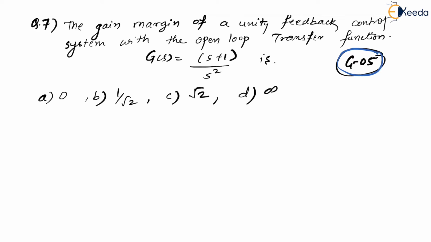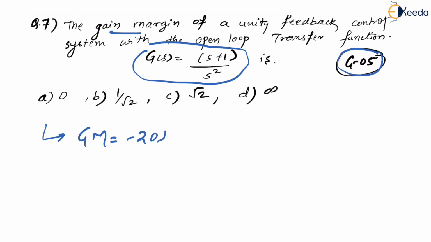Now let us see one more problem. Yes, it is a 2005 problem. The gain margin of a unity feedback control system with the open loop transfer function G(s)H(s) equal to (s plus 1) upon s squared is. Gain margin they are asking, right? Very simple.